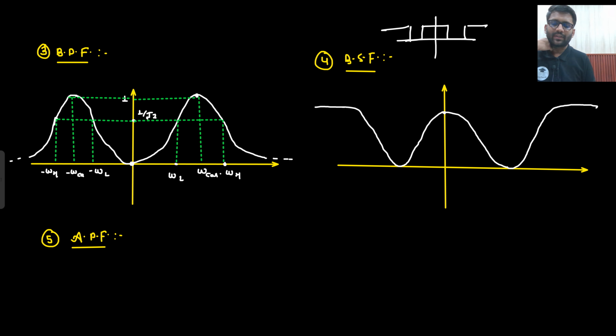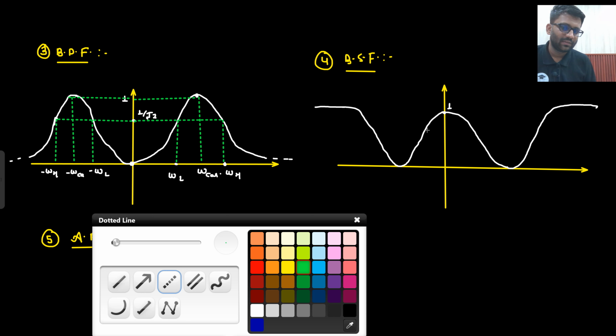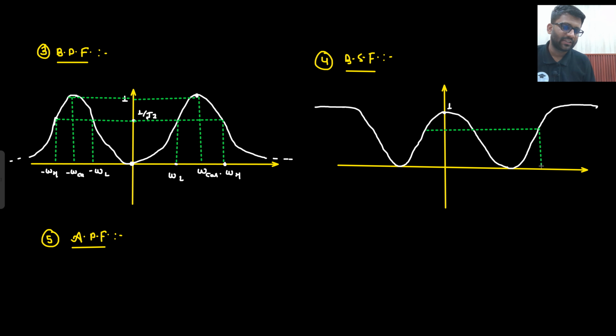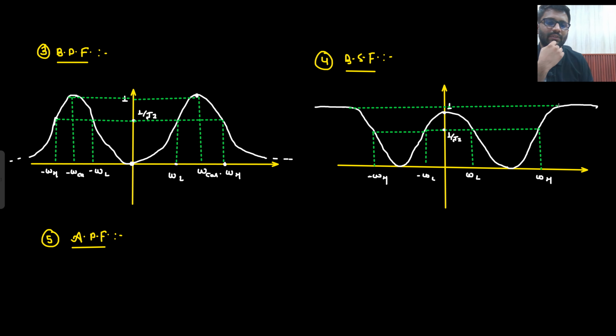Okay, so this is your band stop filter. Here also you can define lower cutoff frequency and higher cutoff frequency. So I am not going to write it down. You would know the same concept, right? Lower cutoff frequency, maximum gain is 1. So where will be the lower cutoff frequency? This will be the lower cutoff frequency. This will be the higher cutoff frequency. Right, and this is the maximum gain, which is 1 only.